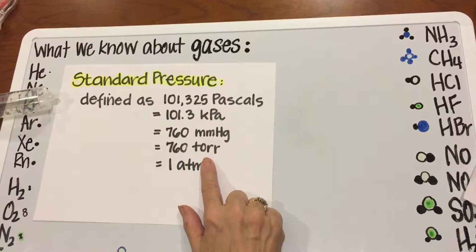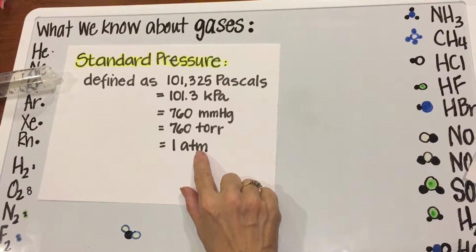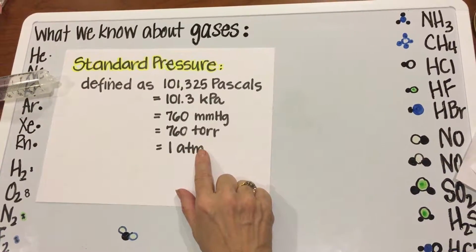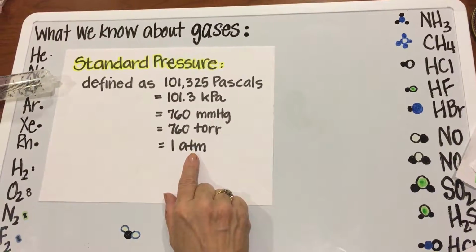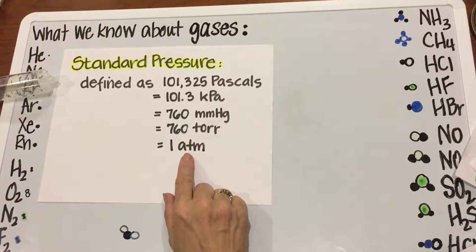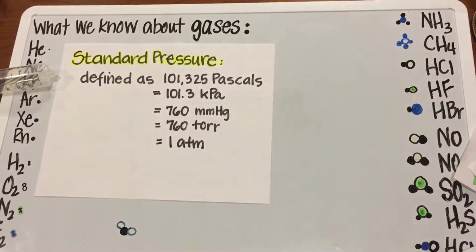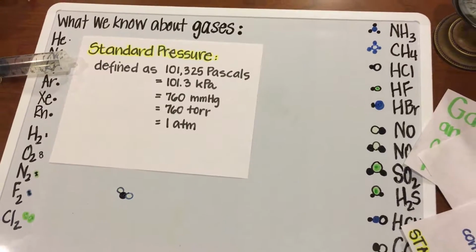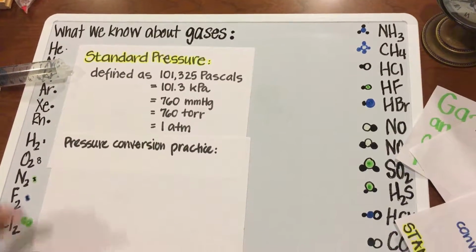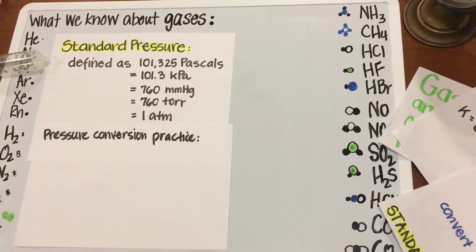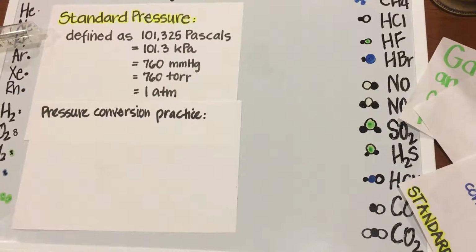Some problems will call that column of mercury torr, 760 torr. But all of these are equivalent to 1 atmosphere of pressure. And 1 atmosphere comes from the pressure on Earth at sea level with exactly 1 of the Earth's atmosphere over the top of your head. You might have to do some pressure conversions. They might give you pressure in one unit and you will need to use it in another. So let's do a little pressure conversion practice.